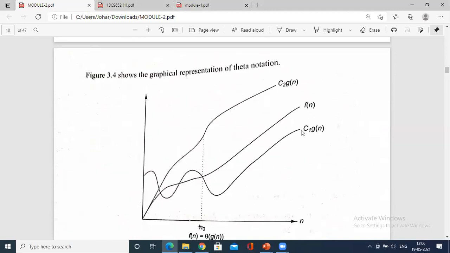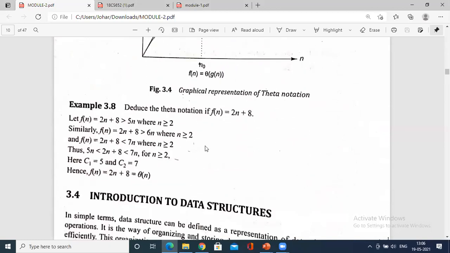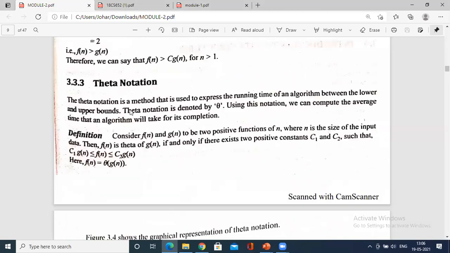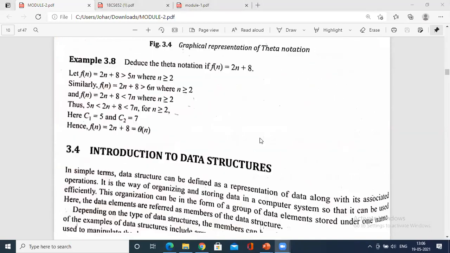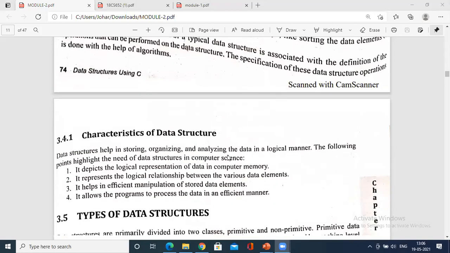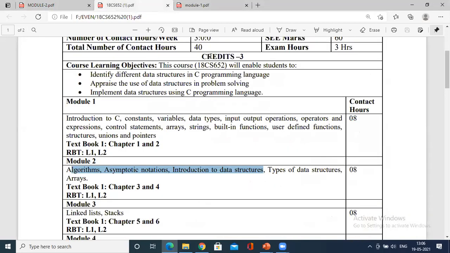Now see what is upper bound and lower bound. The function is in between two functions, C1 g of n and C2 g of n. So overall, theta notation is used to express the running time of an algorithm between the lower bound and upper bound. This much is important. These are the three types of notations that I told you I'll do today. Now let me discuss something else regarding the syllabus.